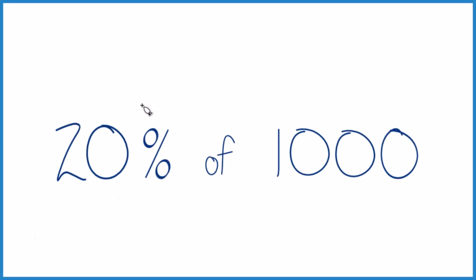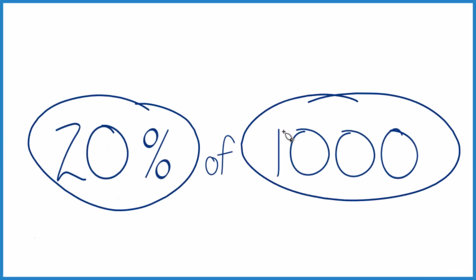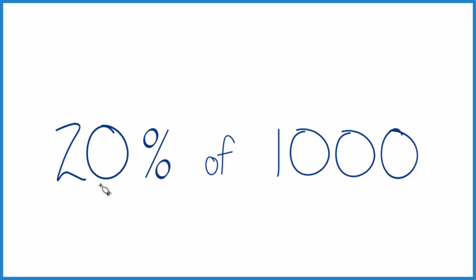Okay, let's take 20% of 1,000. So the way I think about this is I know that 20% of 100, that's 20. So 20% of 1,000, we're going to add another 0 there, and we're going to get 200. So 20% of 1,000 is 200.